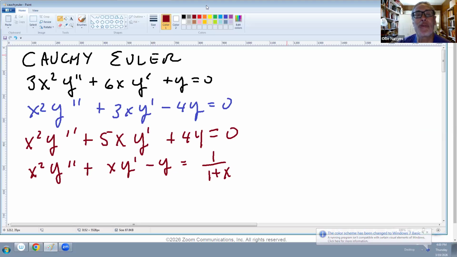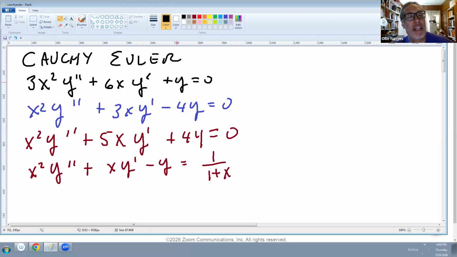Now, just to remind you what a Cauchy Euler differential equation is. We're going to be working in the context of a second order equation. Generally speaking, a second order differential equation is Cauchy Euler if it's linear, and if the first factor has an x squared, the second factor is an x, the third factor is a y.